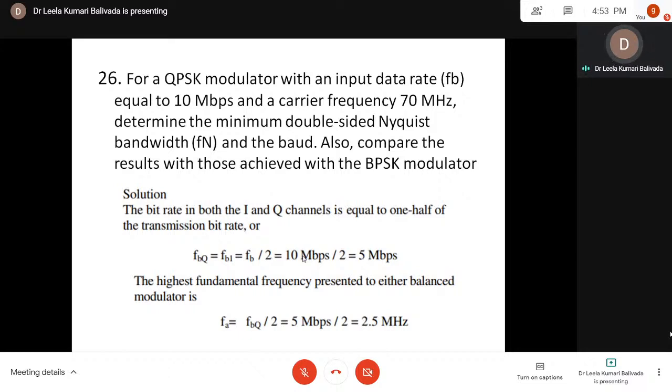And the highest fundamental frequency presented to either balanced modulator is, as in the previous class for BPSK where we saw a similar problem, given by FBQ by 2 or FBI by 2, which is 5 Mbps by 2, equal to 2.5 megahertz. Therefore, the highest fundamental frequency presented to either the I balanced modulator or the Q balanced modulator is 2.5 megahertz.